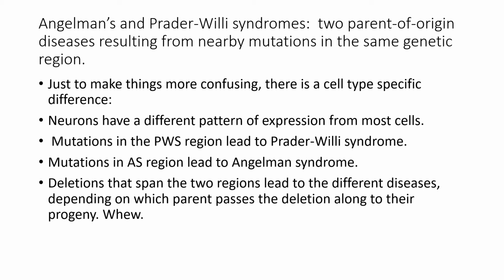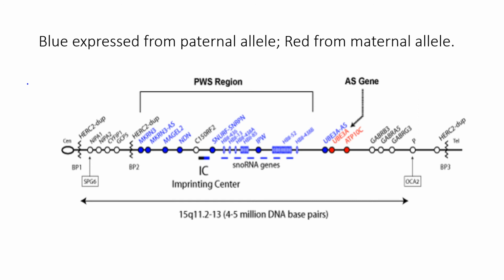Okay, and mutations in one part of the region lead to Prader-Willi syndrome, and mutations in a region called AS lead to Angelman syndrome. And there are actually deletions that span that region, and that will give diseases according to the parent of origin. We're going to consider Angelman syndrome primarily. Okay, here's the Prader-Willi Angelman syndrome region. The blue genes are expressed from the paternal allele, and the red ones are expressed from the maternal allele. The other genes in this region are not actually imprinted.